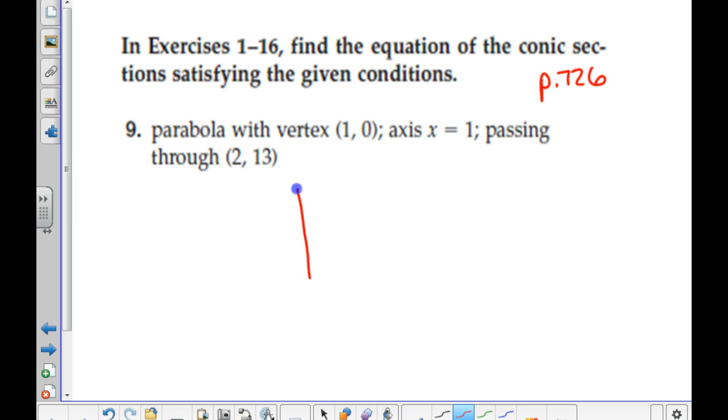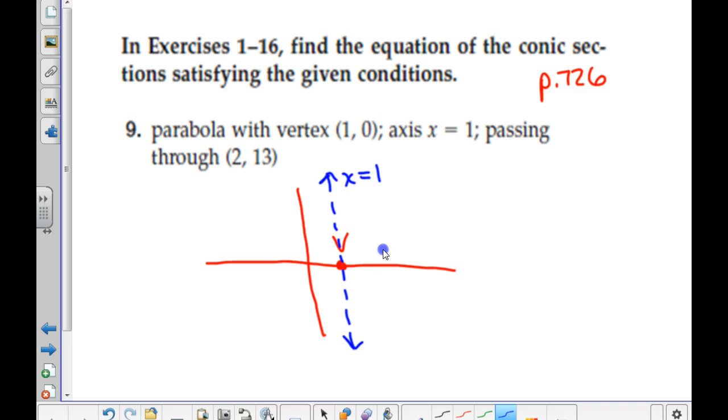A parabola whose vertex is at, and you know me, I have to draw, over 1 and up 0, whose axis, remember that doesn't mean directrix, it actually means axis of symmetry, is x equals 1, that's a vertical line. That tells me right away that this is opening up or down. And it goes through the point 2, 13. So over here, it's clear up at 2, 13.